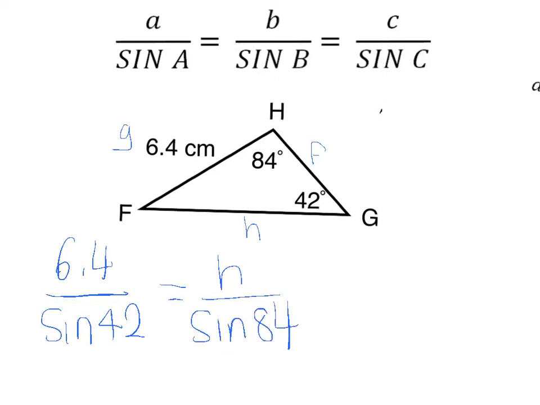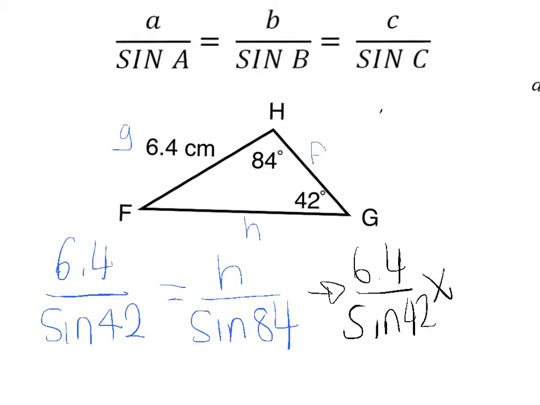84. By simple rearrangement of the formula, we should now be able to put into our calculators 6.4 divided by sine 42 times sine 84 and get an answer of 9.51.